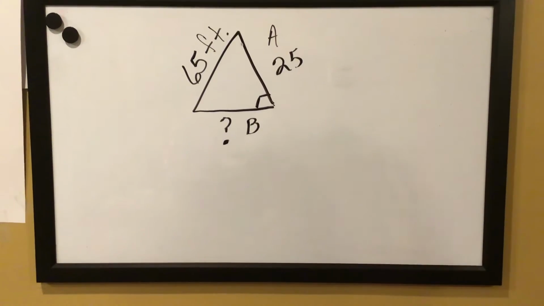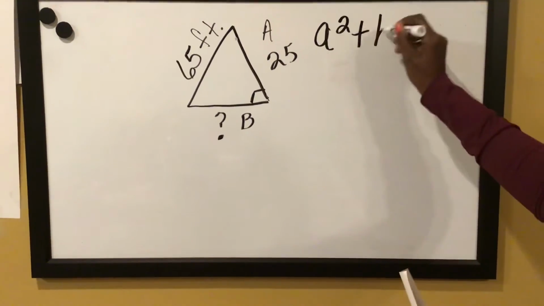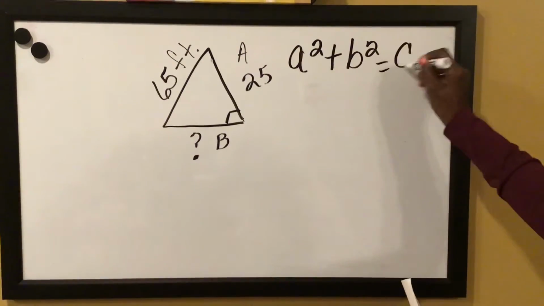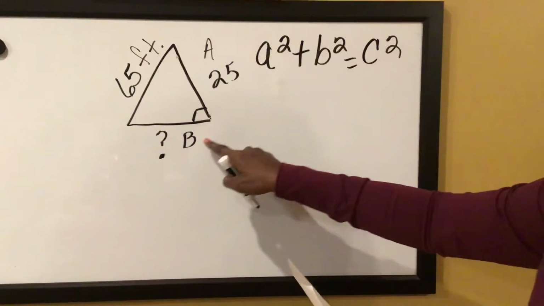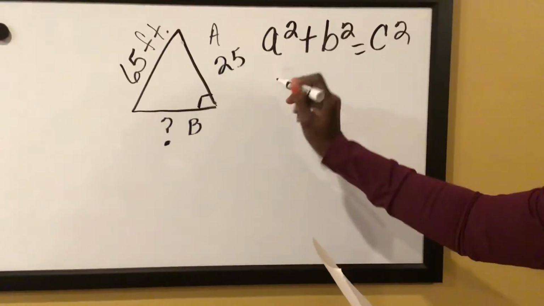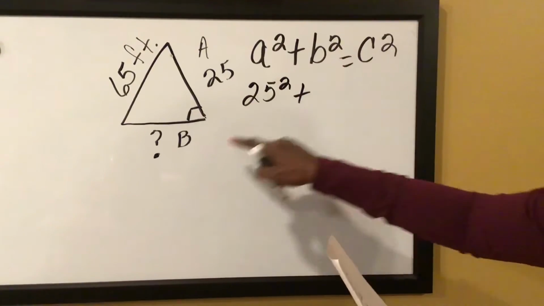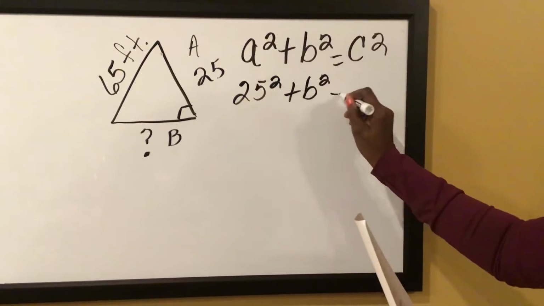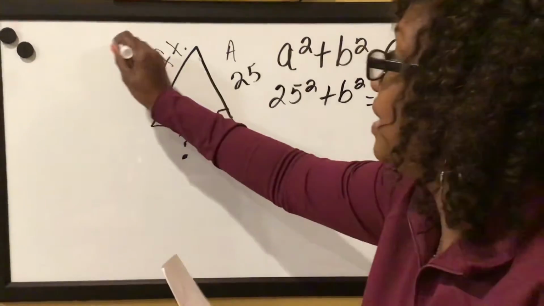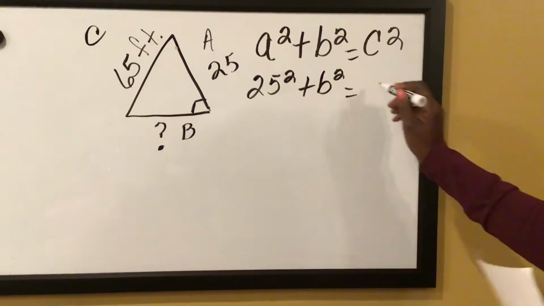So we're going to use the Pythagorean theorem. We said the Pythagorean theorem is A squared plus B squared equals C squared. So let's plug it in. A squared, the A is 25, so that's going to be 25 squared. B, we don't know, so we're going to leave it as B squared. Do we know C? This is C, which is our hypotenuse. So we do know C. So C is 65 squared.